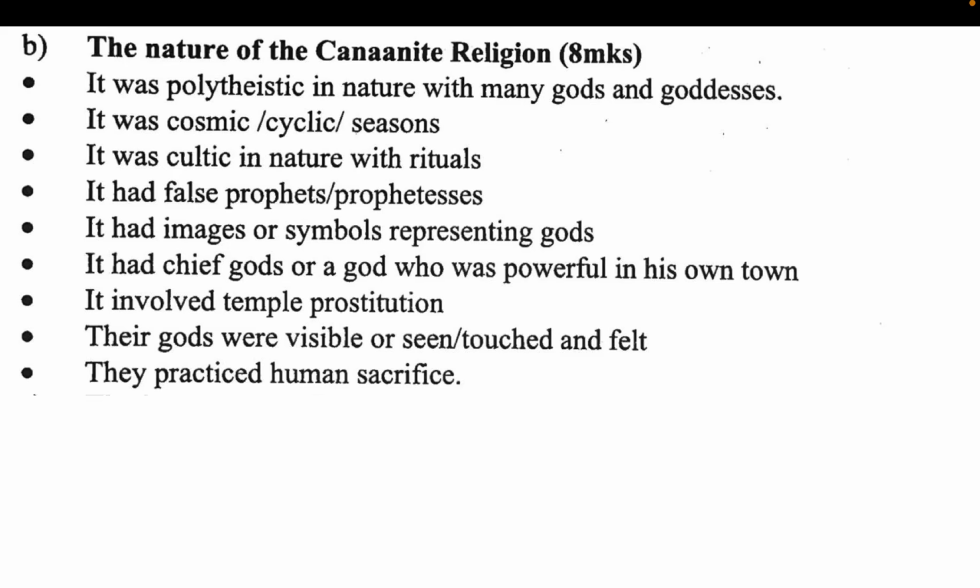It had images representing gods. It had a chief god who was powerful in his own right. So they had a chief god. It also involved temple prostitution. Their gods were visible, that is, they could be touched and felt. And in the Canaanite religion, they also practiced human sacrifice.